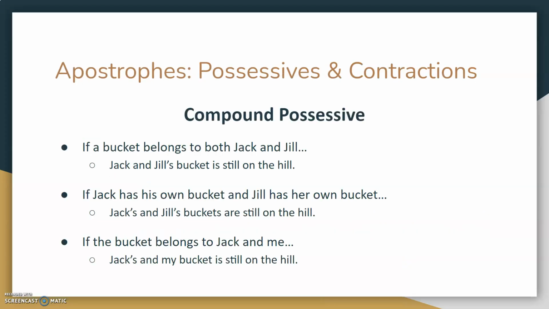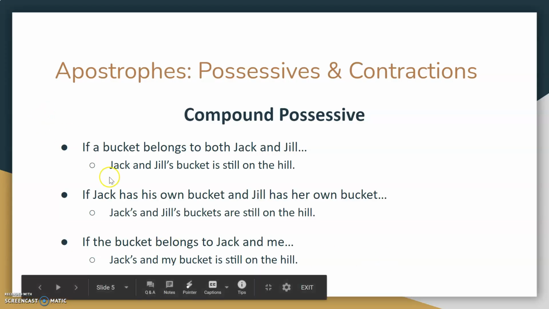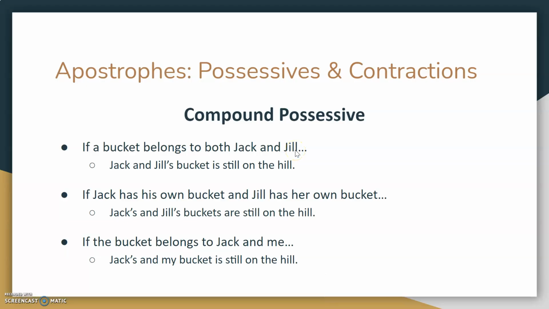There is a little bit of a sticky situation. Wouldn't be grammar if there weren't, right? And that's compound possessives. What if two people own something? We're going to use Jack and Jill and their bucket. So here, if the bucket belongs to both Jack and Jill, one bucket, Jack owns it, Jill owns it, they share it, it's their bucket together. We're going to treat Jack and Jill as one possessive noun.